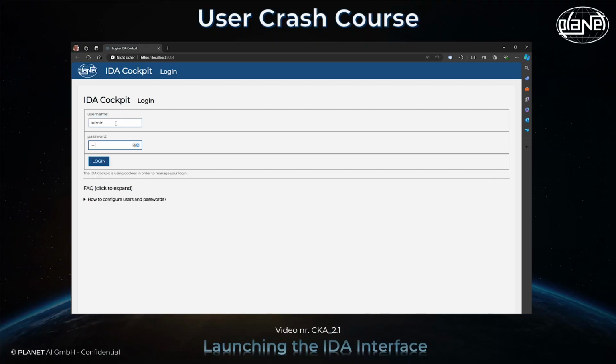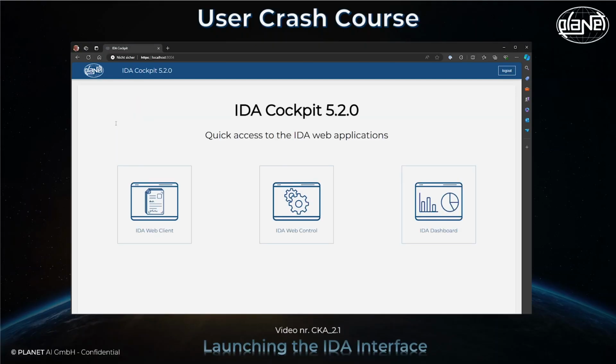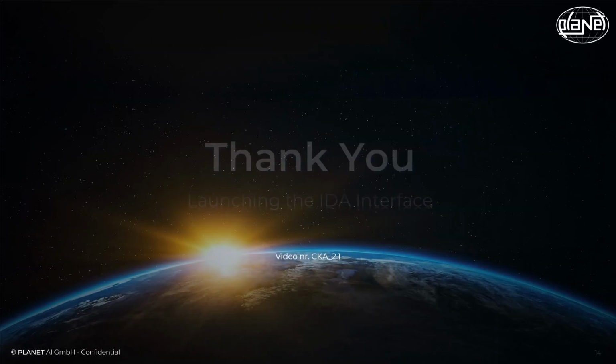What is the cockpit and what do I do with it? The cockpit is the overarching entry point for the web interface of the IDA server. It is primarily used for the maintenance and configuration of the server and provides quick access to the web applications of IDA.